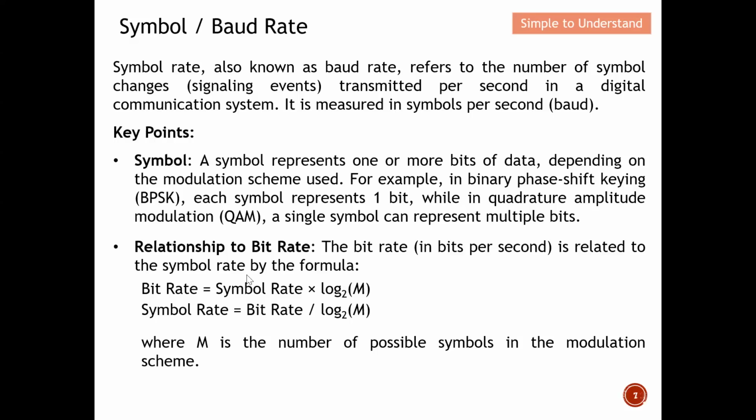If we put the symbol rate on the left, this will be another equation. So in short, if I need to know the symbol rate, I just need to take the bit rate divided by the number of bits represented by each symbol. If I want to know my bit rate, I take my symbol rate multiplied by the number of bits, then I will be able to know the bit rate. But don't worry, on my next slide, I will explain this.